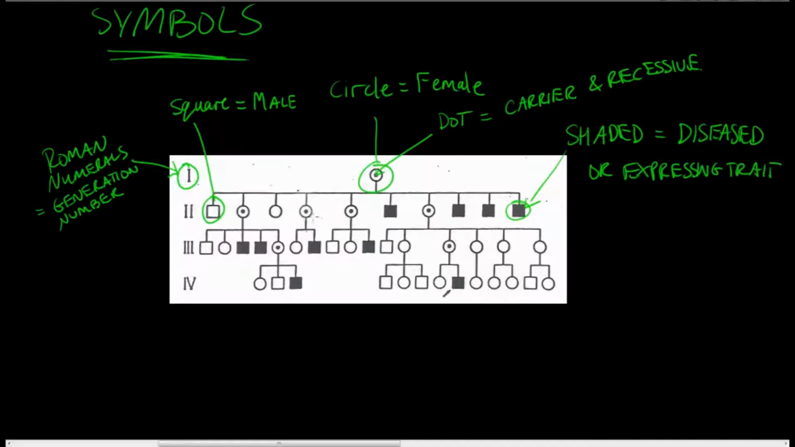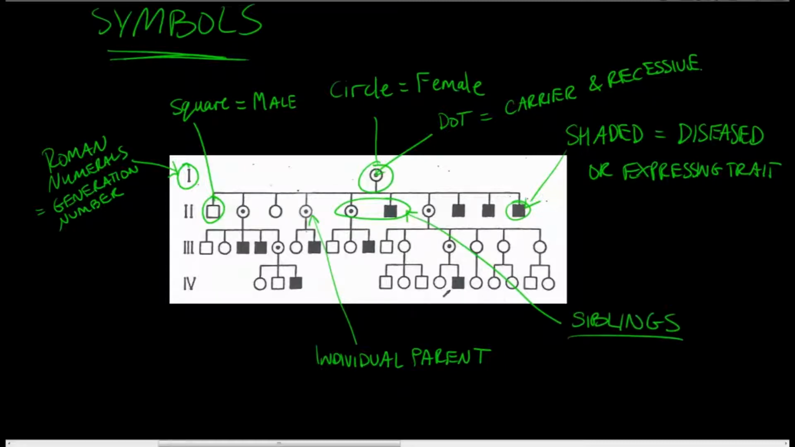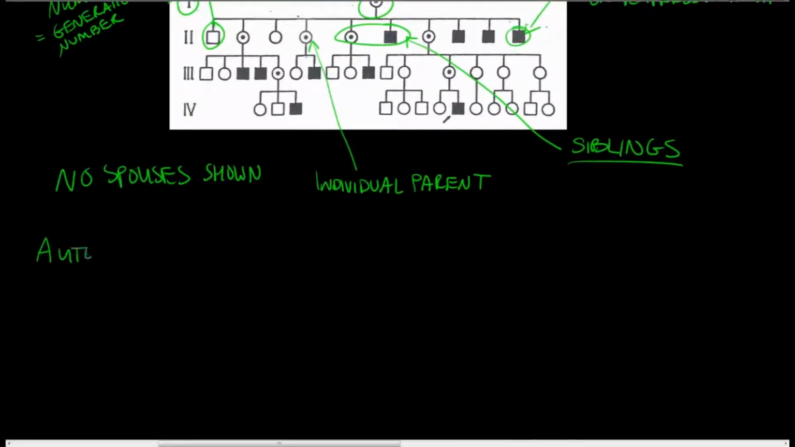As we can see in this pedigree, individual parents are shown and siblings are shown, like so, but there are no spouses shown. Now what does all this mean? The autosomal dominant, X-linked recessive, X-linked dominant.